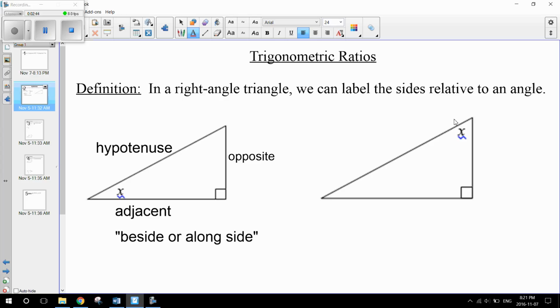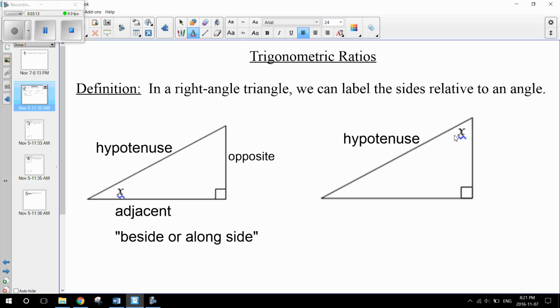Now, when we look at this triangle over here, we're now considering this angle here, which is up in this top corner. So our sides are going to change a little bit. The one piece that doesn't change is always the hypotenuse, because remember the hypotenuse is always across from the 90-degree angle and is always the longest. So hypotenuse stays the same. It's in the same position, so it's still on this piece here.